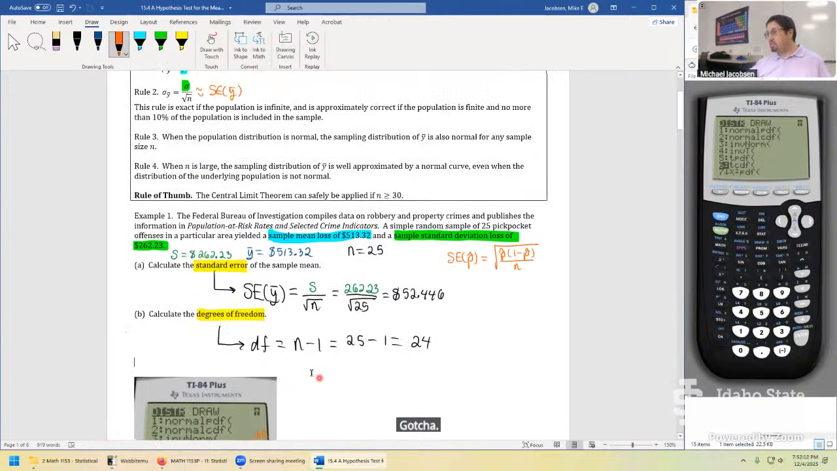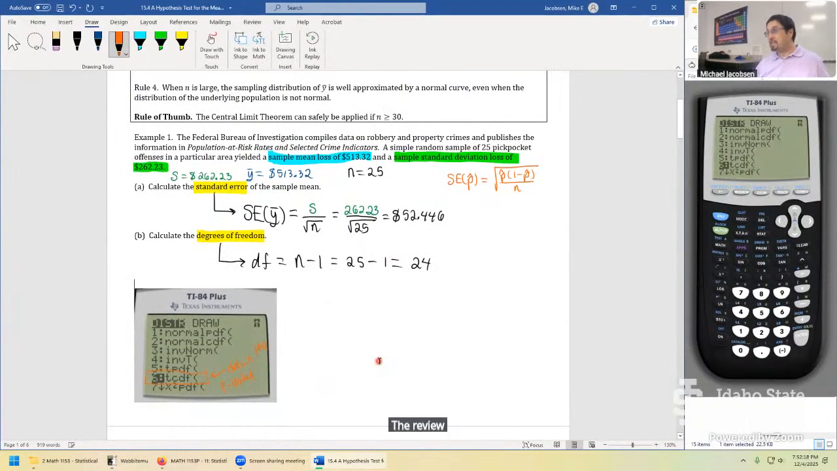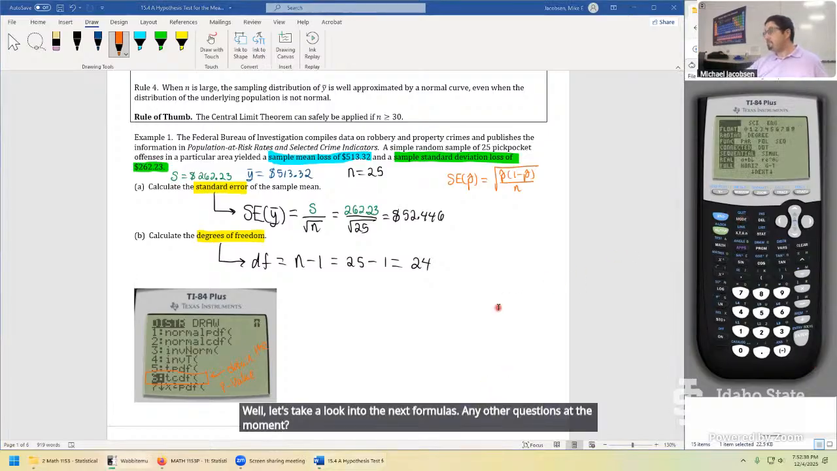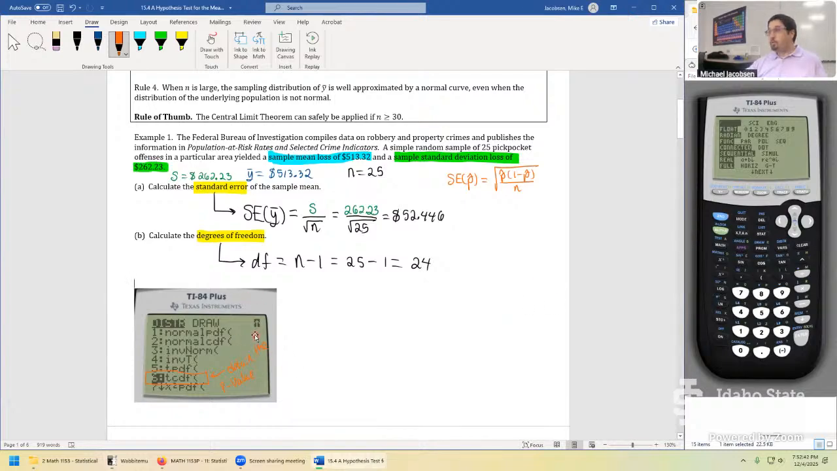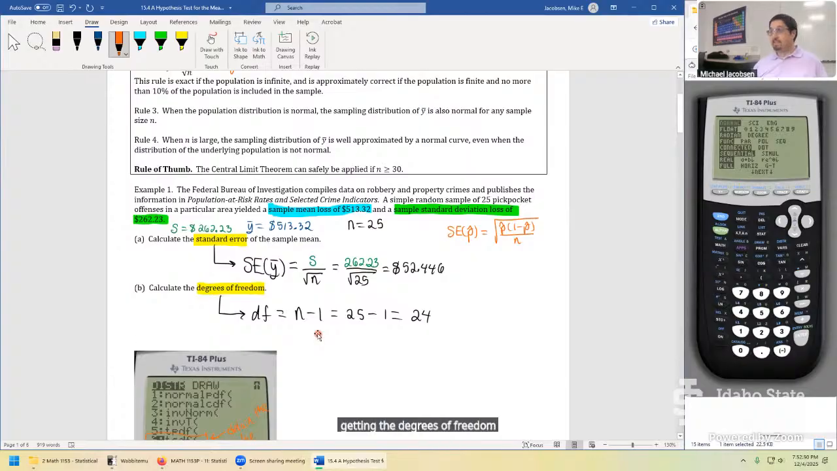This is just the review topics on how to do all this stuff so far. The review was the degrees of freedom and the standard error, but this is the new part where we're going to get our p-value from TCDF. We'll do this only when the data is quantitative. Normal CDF p-values come out only if we're dealing with categorical data. Let's take a look at the next formulas. Any other questions at the moment? No, not right now. We would have to have a test statistic in order to really use it. As far as part B went, getting the degrees of freedom was really the end of part B.